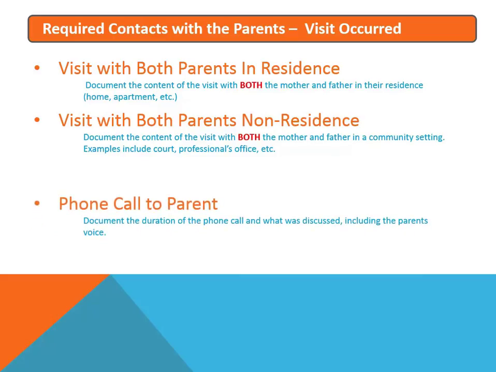The 12th required contact item type is called phone call to parent. This type of contact would be selected when no other type of face-to-face contact occurred during the month. When selecting this contact type, make sure to document the reasons face-to-face contact did not occur, as well as what was discussed on the phone call and the mother or father's input during the call.